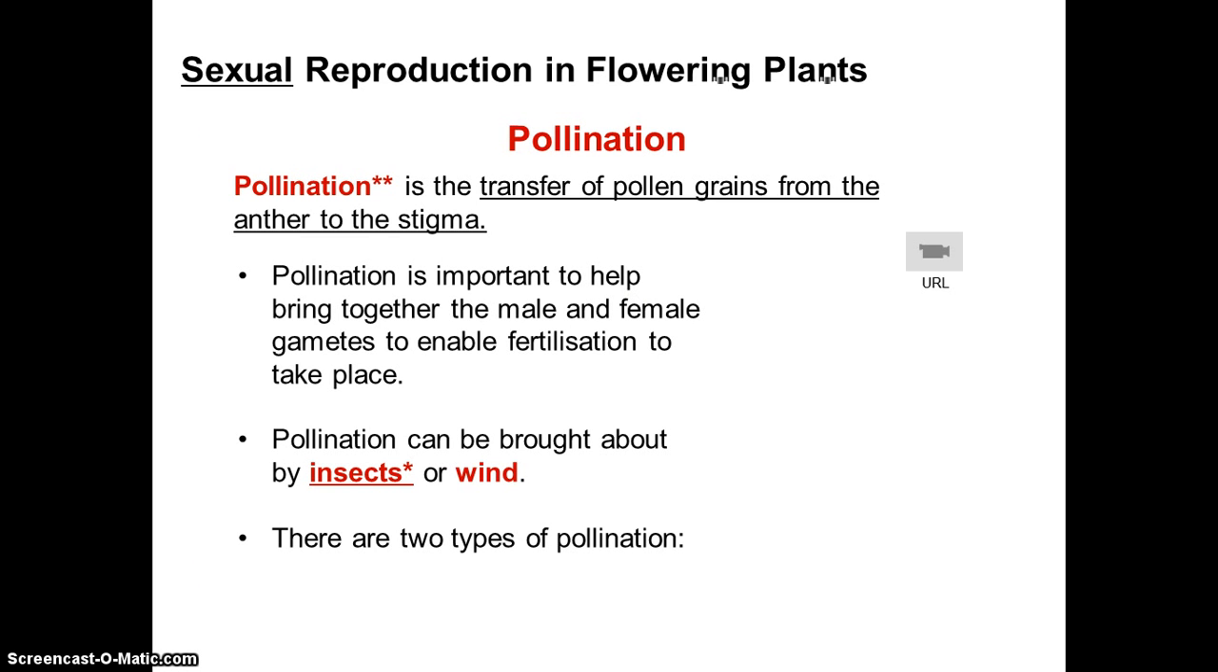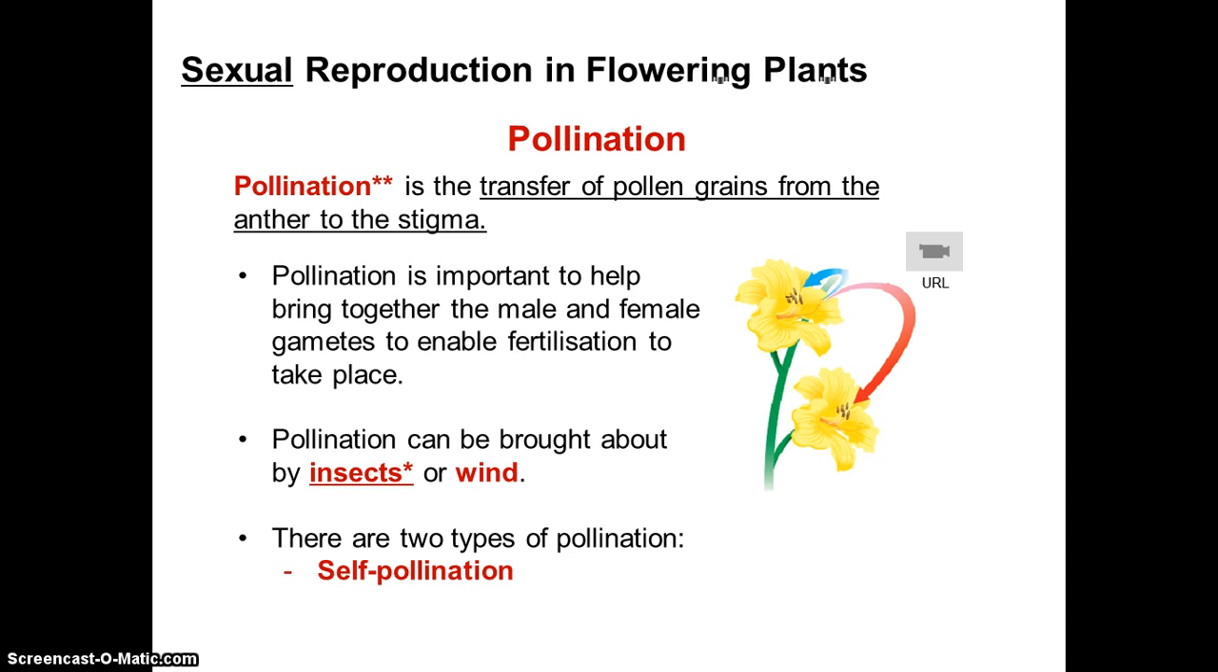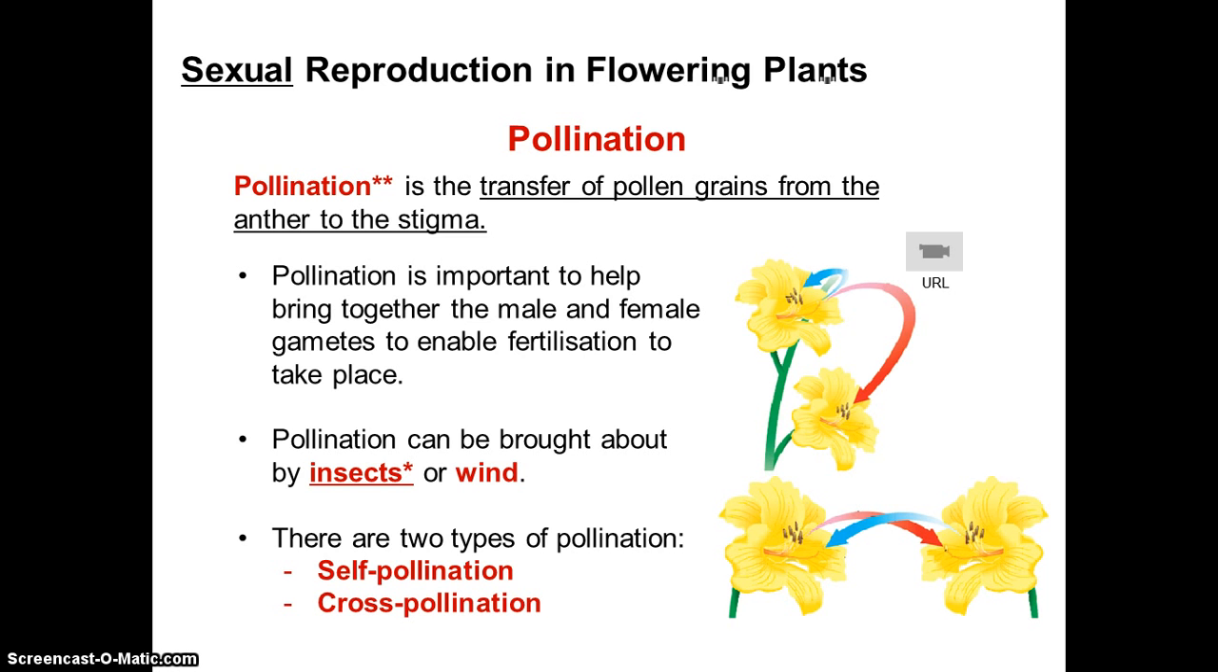Pollination is the transfer of pollen grains from the anther to the stigma. Pollination is important to help bring together the male and the female gametes to enable fertilization to take place. There are two types of pollination: self-pollination and cross-pollination.